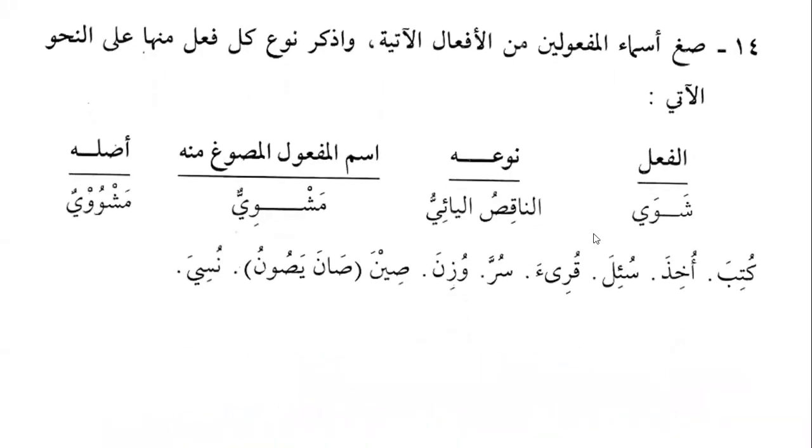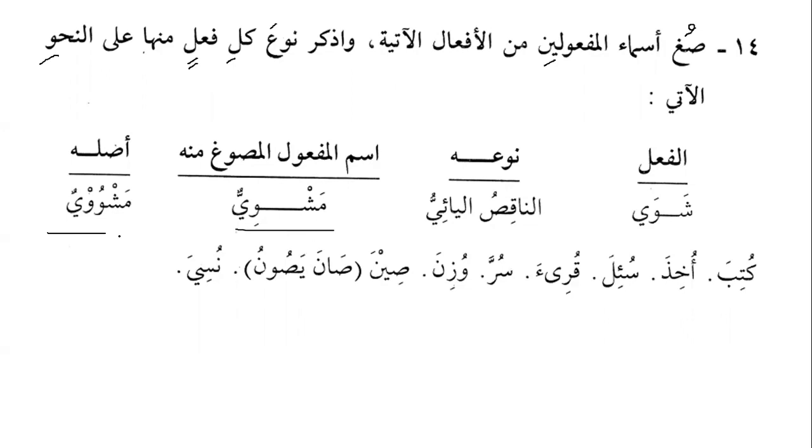Sugh asma al-maf'ulina, and again we have to form asma al-maf'ulina min al-af'al al-atiyati. So we have to make asma al-maf'ul, which is the passive form of the noun, and then mention the kind of every verb on the following pattern. So we can see here shawa, and al-naqis al-ya'i, and ism al-maf'ul al-masugh minhu mashwiyun, and asluhu mashwuyun.